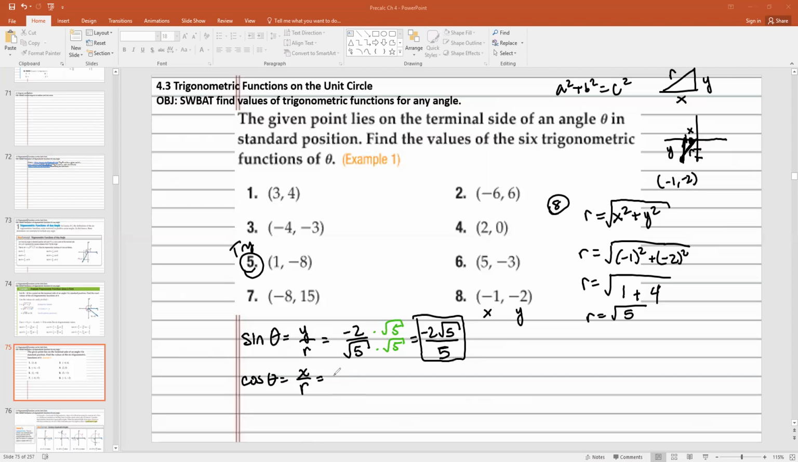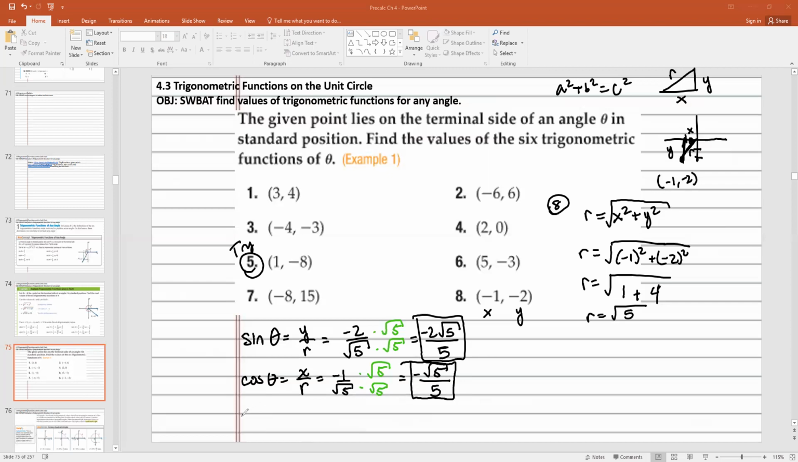We're going to have -1 over square root of 5. Same thing. Multiply the top and the bottom by square root of 5, and we get -1 times the square root of 5 is negative square root of 5 over square root of 5 times square root of 5, which is square root of 25. Square root of 25 is 5. That's how we cancel that out.